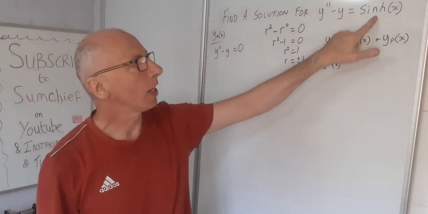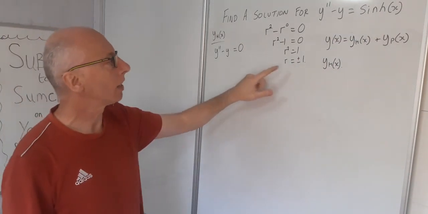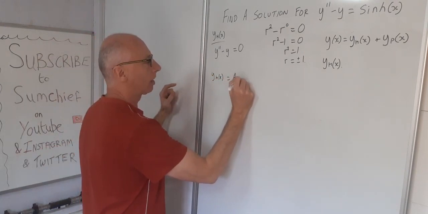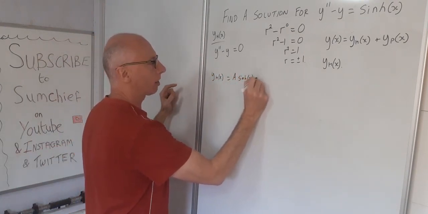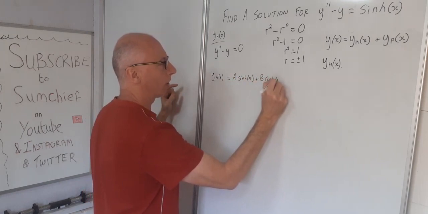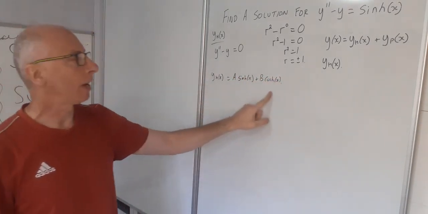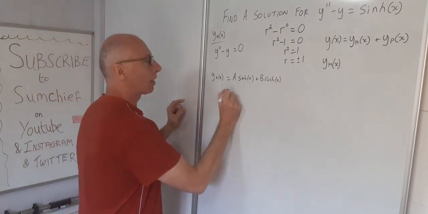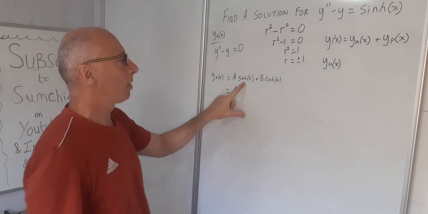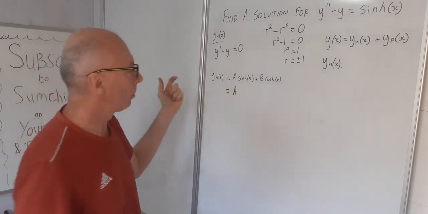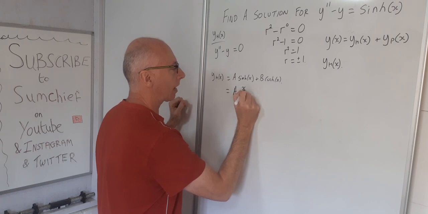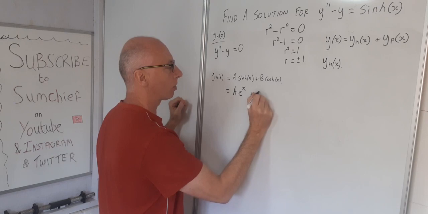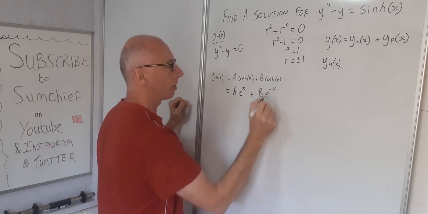Now we've got the sinh function here, so it would be very tempting to write something like y h of x equals a sinh of x plus b cosh of x. If you want to go down that route, you can have a go and see what solutions you come up with. But I'm going to write it as a, and instead of sinh of x, I'm going to use an exponential function. So e to the x, so I've got a positive 1, so it's e to the positive 1x, plus b e to the minus x.